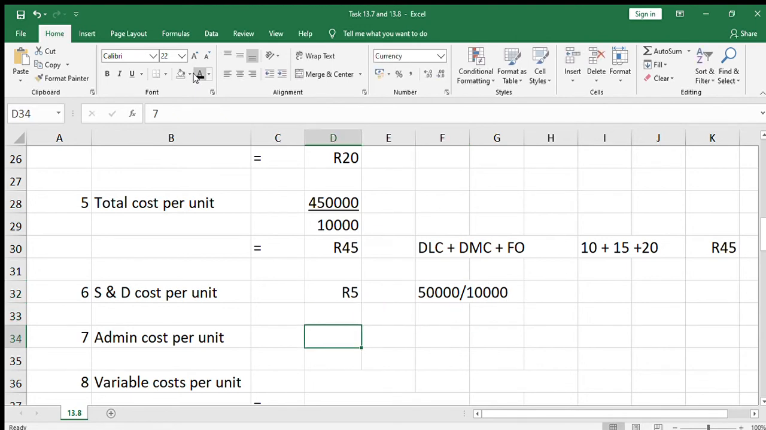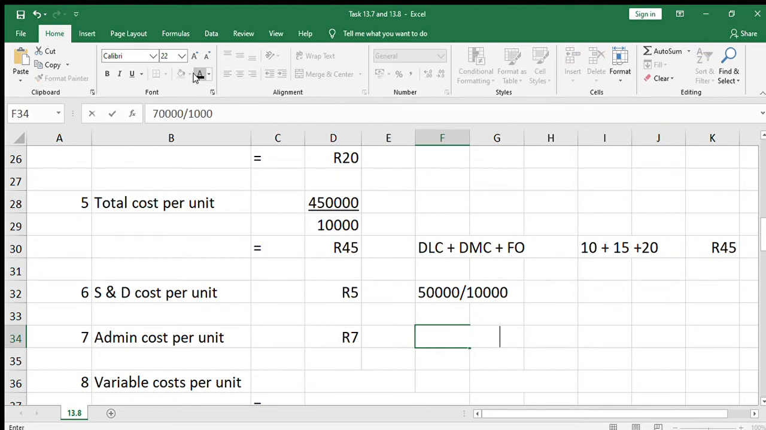The administration cost per unit is 7 Rand, which is basically 70,000 from the income statement divided by 10,000 units.